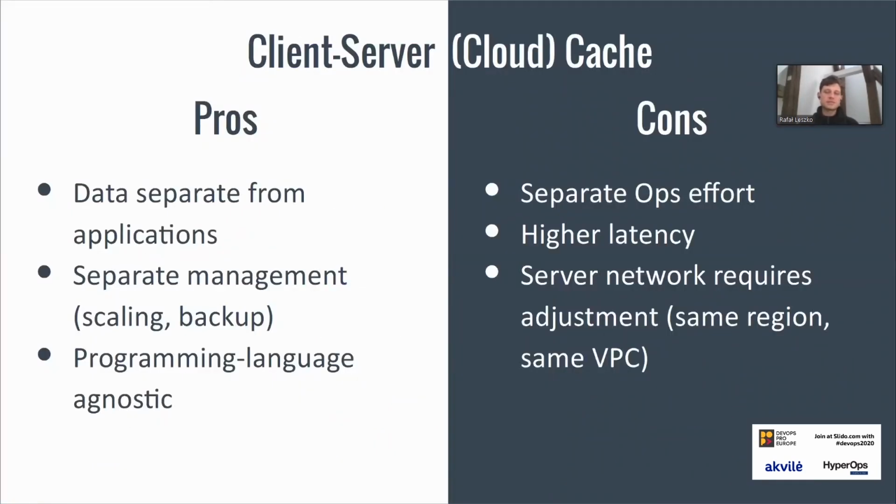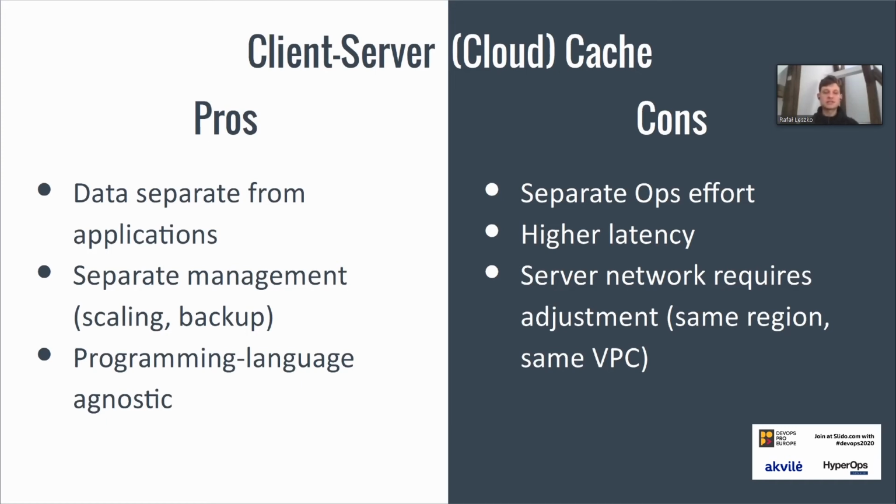So a short summary. What are the pros and cons of client server and cloud deployment? From the good sides, data is separated from the application. We also have separate management. So if we have a peak load, then we can scale up the cache server separately from our application. It's also programming language agnostic. So you can use any programming language you want because there is a well-defined protocol between client and the server.